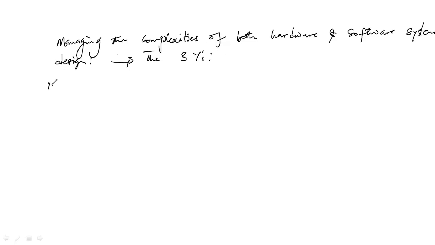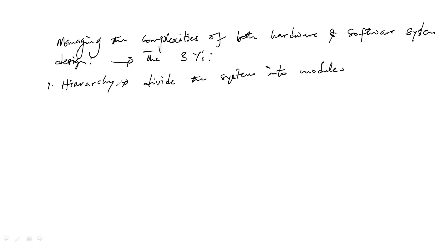So the first of which is the hierarchy. And this involves dividing the system into modules, okay? Here we divide the system. So the importance of dividing each of these modules until the pieces are easy to understand.